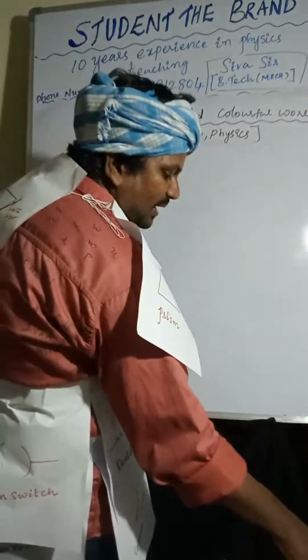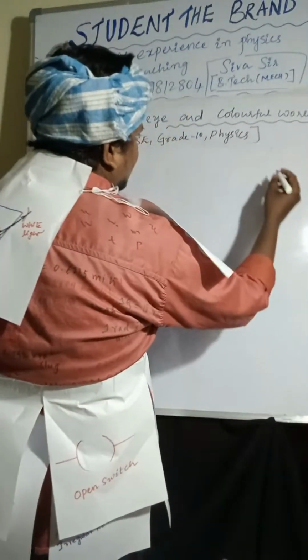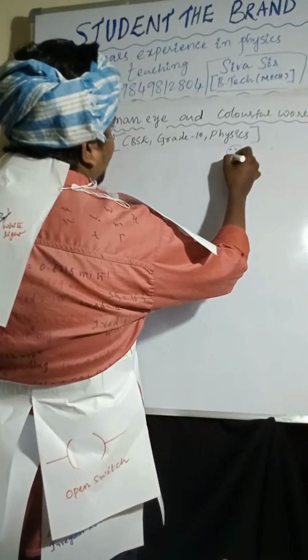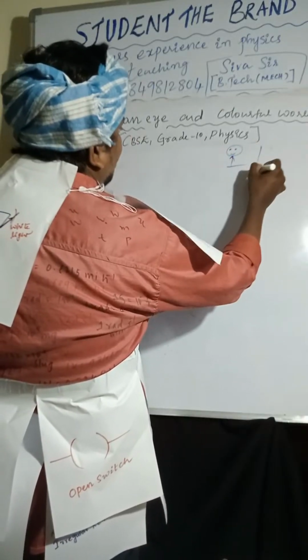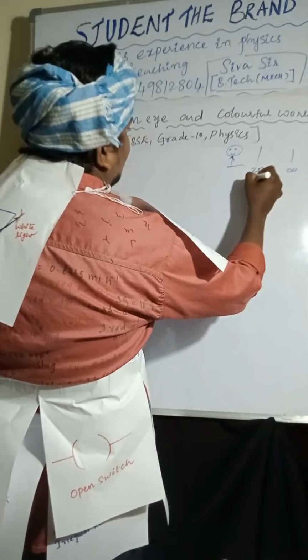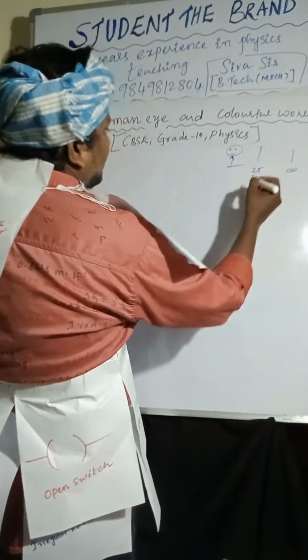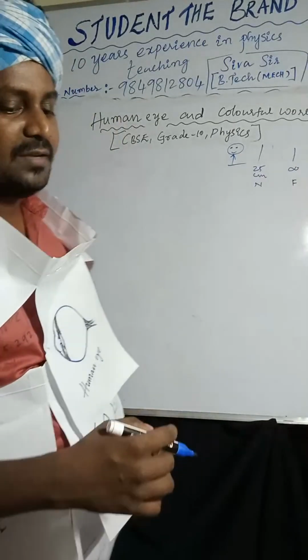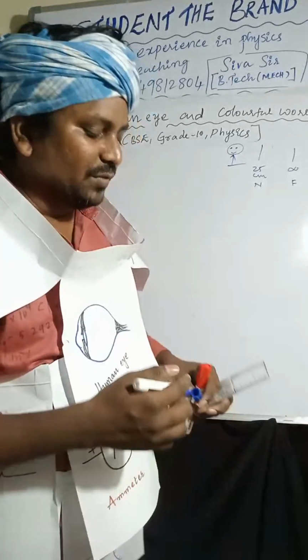So I'm taking a myopic person here. You can see the near distance, 25 centimeter, and infinity. I already said the near point is 25 centimeter. The far point is infinity. Generally for any person, the far point is infinity.